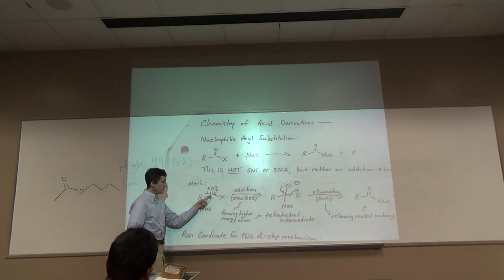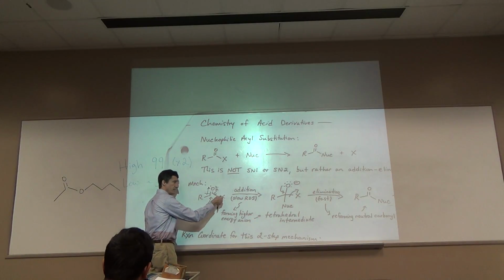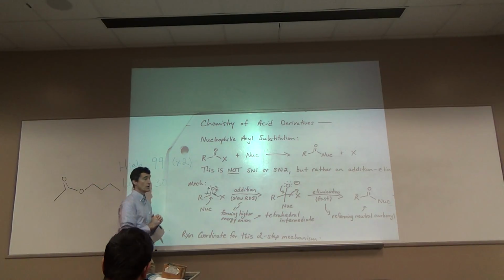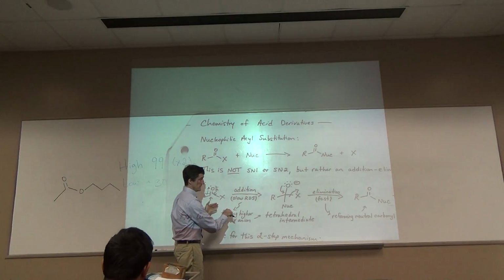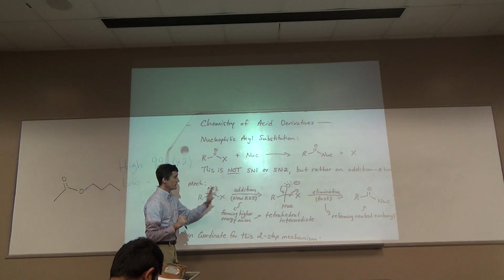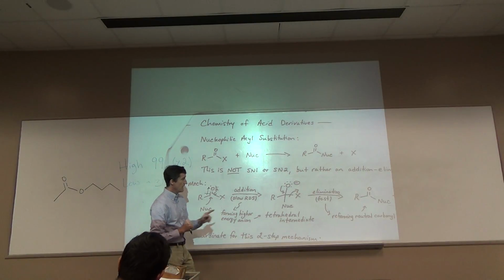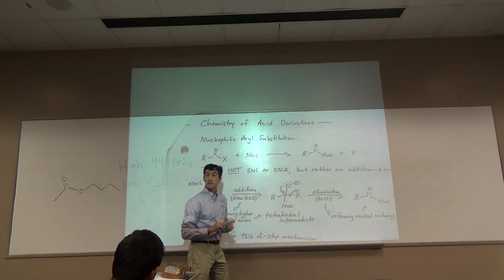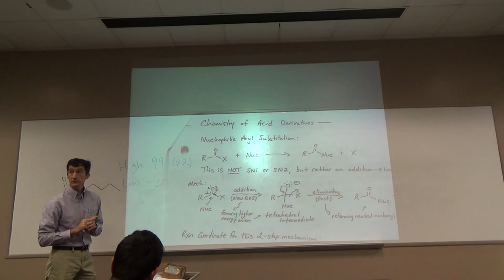Because if you add to this carbon, which bond are we going to break? Pi bond or single bond? Pi bond. The weaker bond is broken. So we do that first. We do not immediately kick off that group. If we did, we'd be doing what would look like an SN2. We don't. We do an addition. You get this structure. This is typically your rate determining step. This is called a tetrahedral intermediate because the carbonyl carbon is now tetrahedral in this structure.